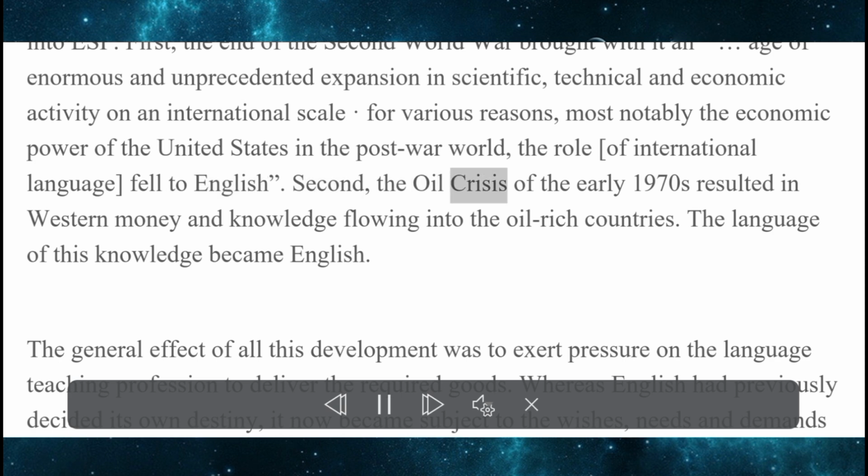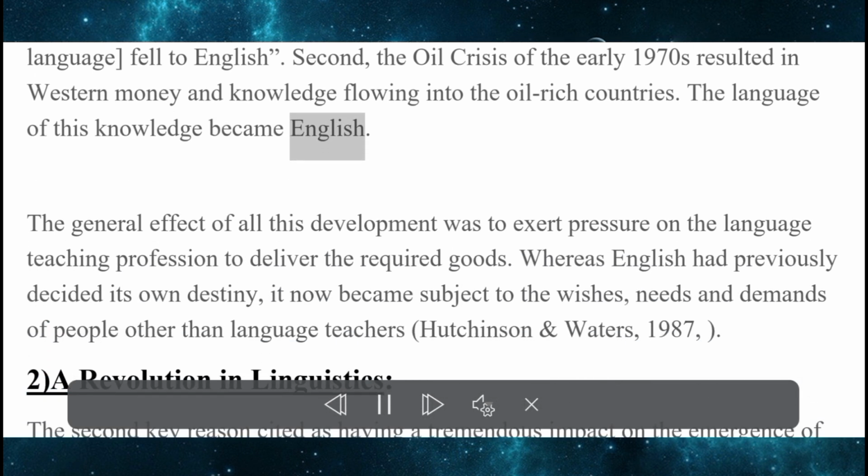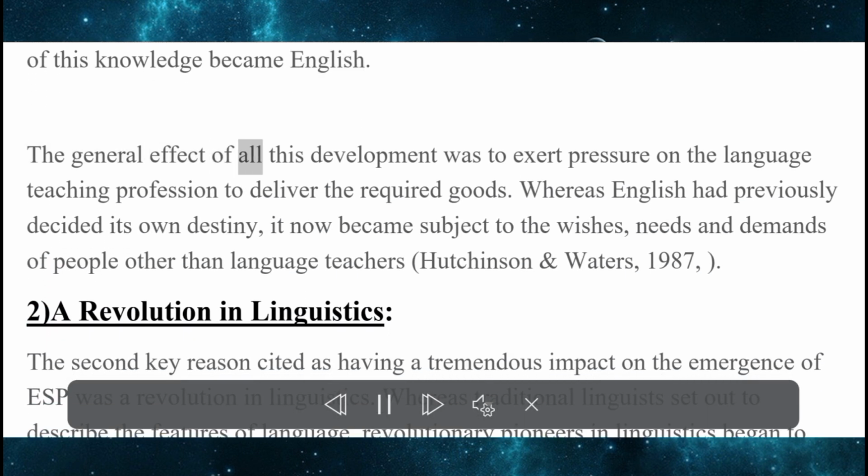Second, the oil crisis of the early 1970s resulted in Western money and knowledge flowing into the oil-rich countries. The language of this knowledge became English. The general effect of all this development was to exert pressure on the language teaching profession to deliver the required goods. Whereas English had previously decided its own destiny, it now became subject to the wishes, needs and demands of people other than language teachers.